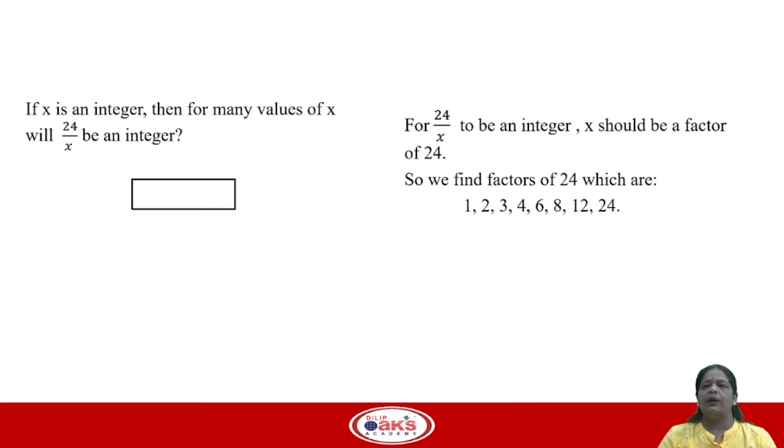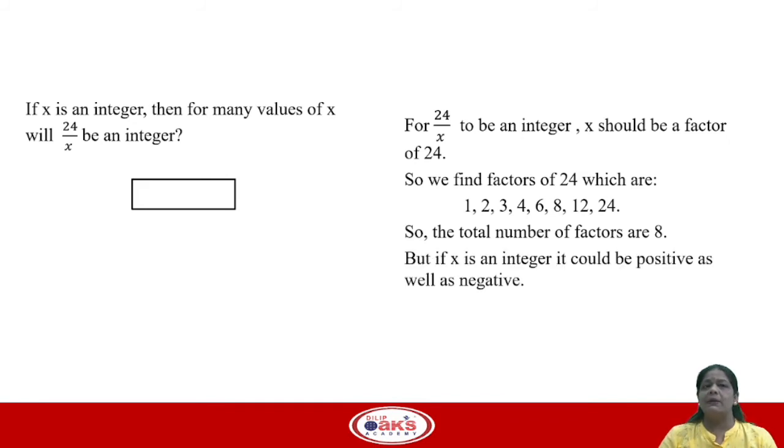The factors of 24 are 1, 2, 3, 4, 6, 8, 12 and 24. So the total number of factors is 8. But because x has to be an integer, it could be positive as well as negative. So we will have 8 positive values of x and 8 negative values of x. So 24/x will be an integer for 16 values of x. So we are going to enter 16 in the numeric entry box.